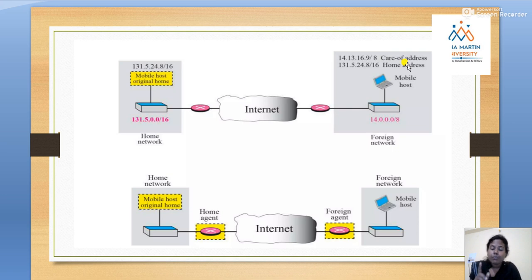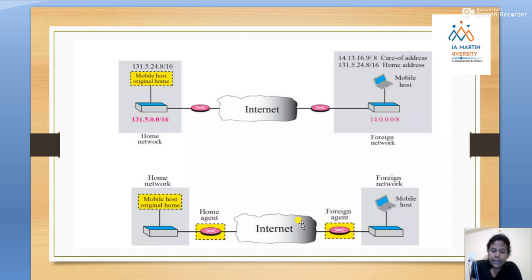This is the main important focus point of this concept: mobile IP, care-of address, COA. Only the foreign network holds that care-of address. Okay, so here the home agent means the router which is connected to the home network, and the router which is connected to the foreign network is known as the foreign agent. Agent is nothing but a router, the network device which is connected to the home network as well as the foreign network. And all the communication occurs with the help of the internet.